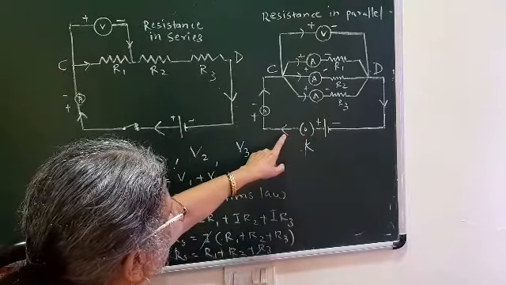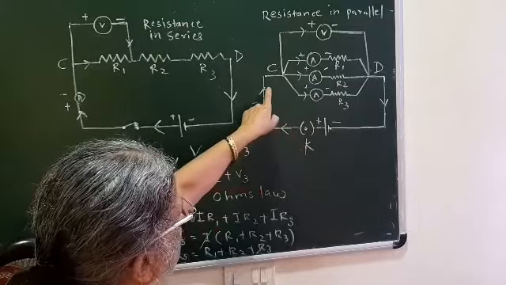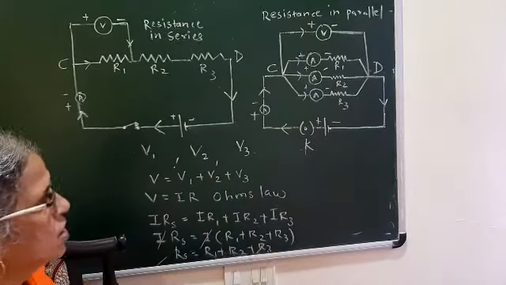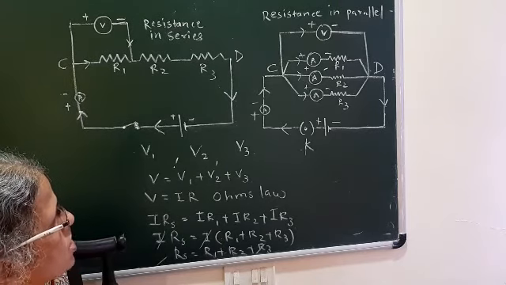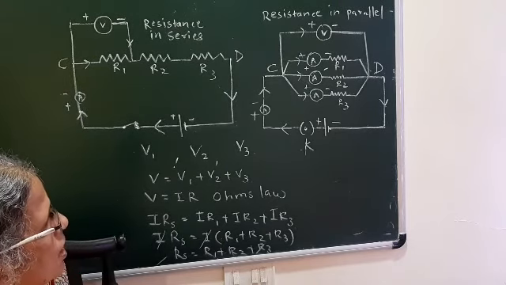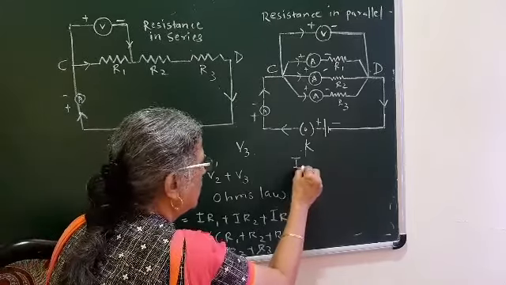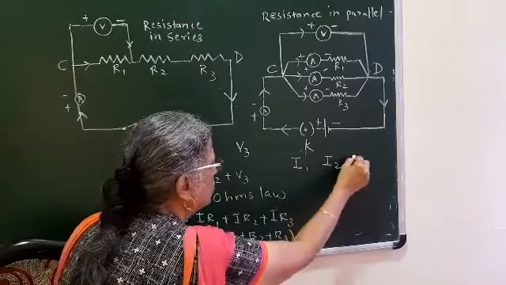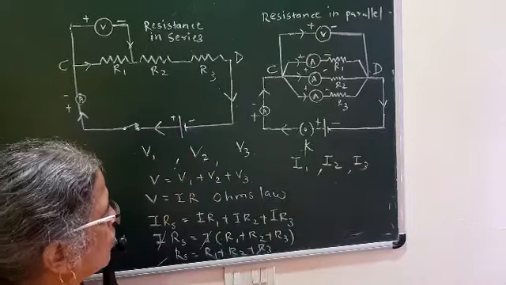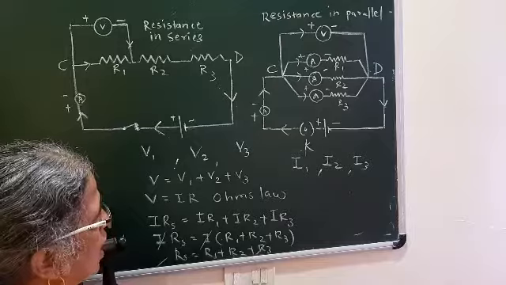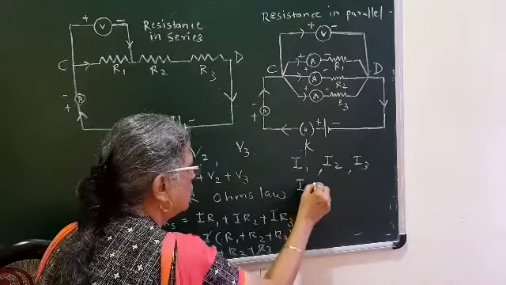So the current passes from positive direction to the negative direction. So drawing this arrow is also a very important thing in the figure. Followed? Now here as the potential difference V remains same, and as we are going to calculate the current, I1 is the current flowing through R1, I2 is the current flowing through R2, and I3 is the current flowing through R3, and we are having I equal to I1 plus I2 plus I3.